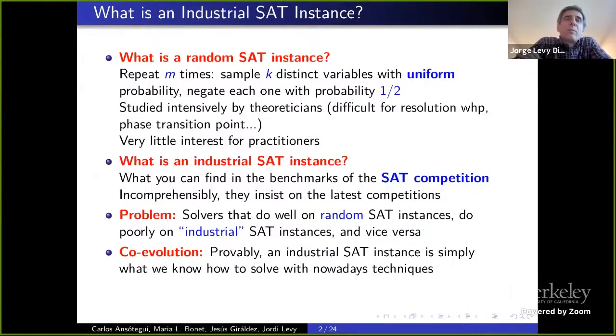There is, of course, another problem, that is that probably there has been some kind of coevolution of these instances with the solvers. I mean, there is an evolution of the set of instances that we use to test the solvers and an evolution of the solvers. Because when an instance is too easy for all the solvers, it is removed from the benchmarks. And when a set of industrial instances is too difficult for all the solvers, it is also removed from the set of benchmarks. So probably what we get in the set of benchmarks is simply what we are able to solve with the modern SAT solvers nowadays.